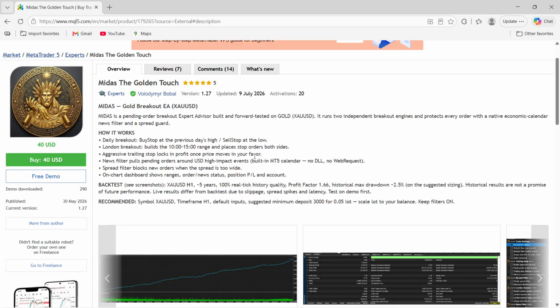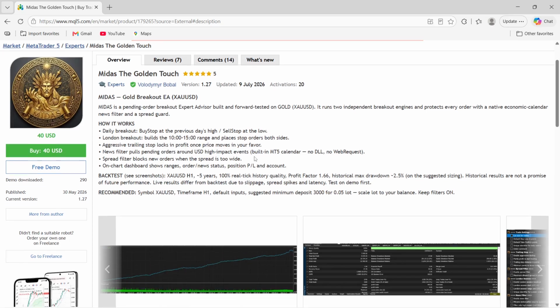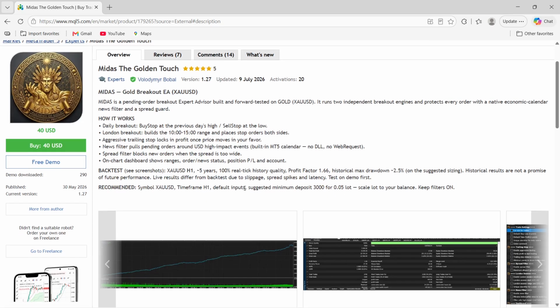Overall, Midas, the Golden Touch EA, brings dedicated logic to gold trading with promising results. It's a strong option for XAUUSD enthusiasts. Test thoroughly on demo with your broker.